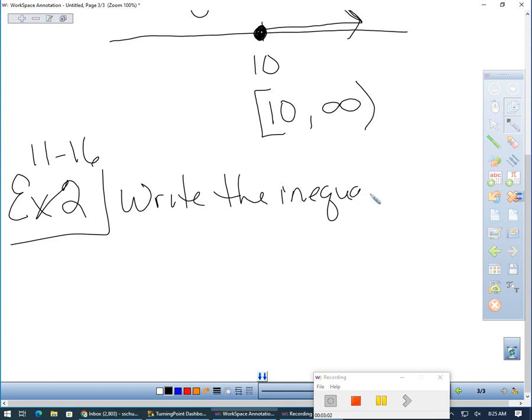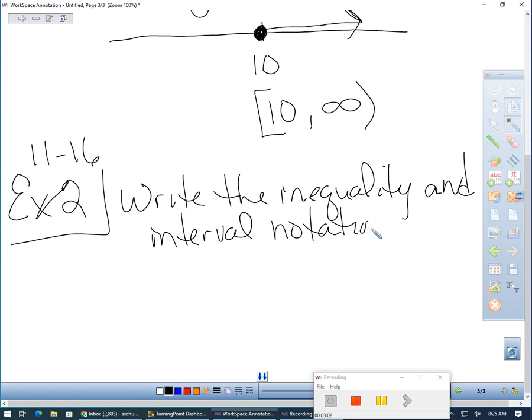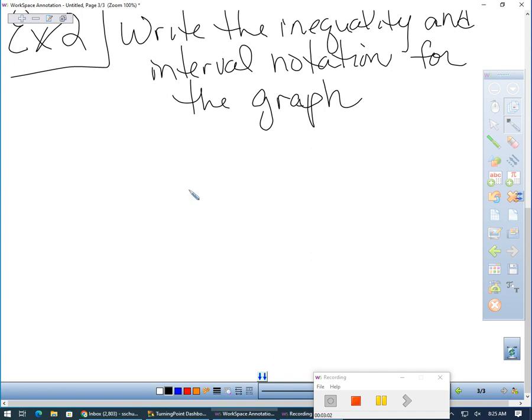The inequality and interval notation for the graph. All right, so this time you're going to be given a graph. And you have to write the inequality and the interval notation.